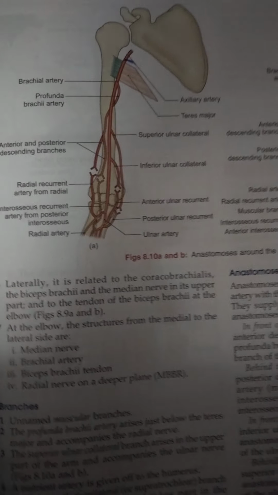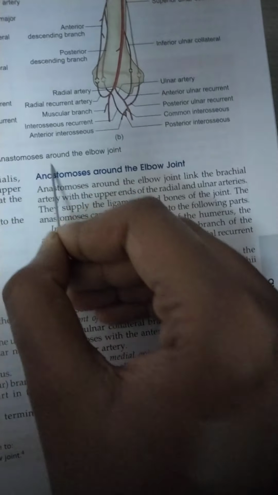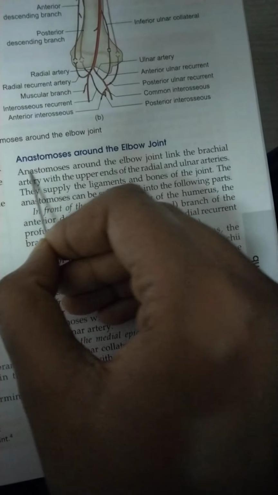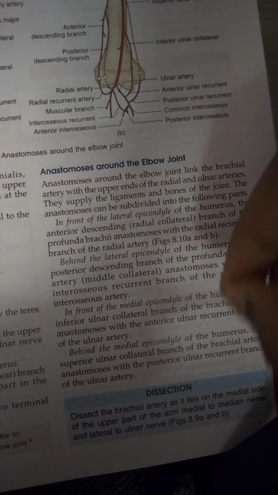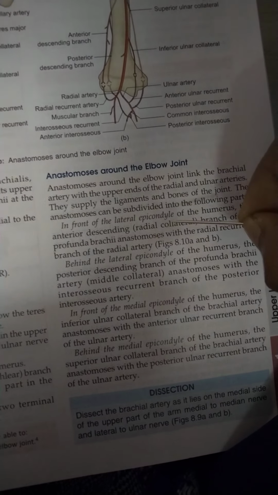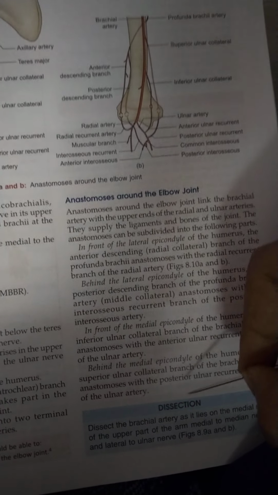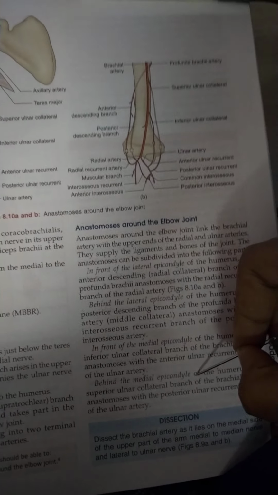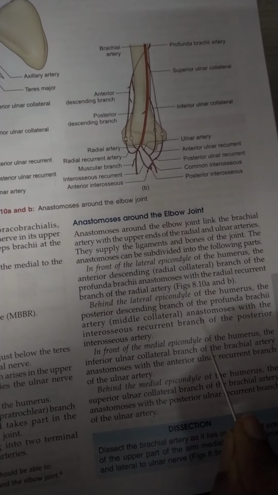Fine. Now let us come to the anastomosis around the elbow joint. Guys, to study the anastomosis around the elbow joint, first you have to see these four compartments: in front of the lateral epicondyle, behind the lateral epicondyle, in front of the medial epicondyle, behind the medial epicondyle. So for my convenience, I usually study first in front of the medial epicondyle.